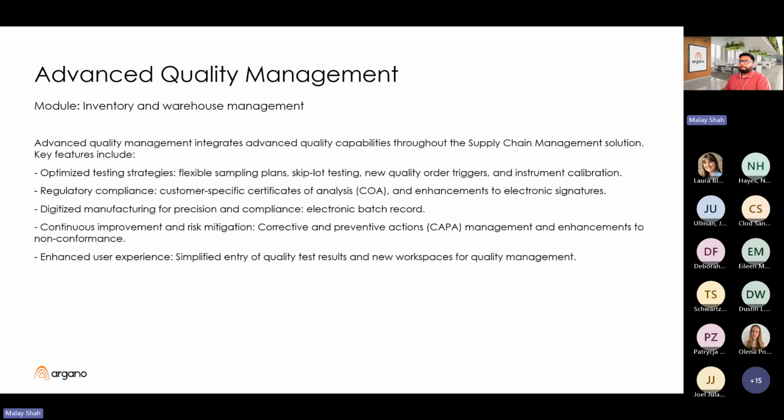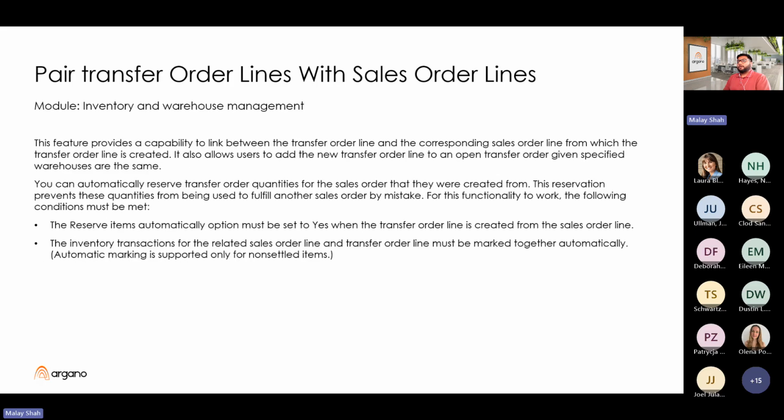Next one is the pair transfer order lines with the sales order lines. This one is again in the inventory and warehouse management. So this feature provides the capability to link between the transfer order line and the corresponding sales order line from which the transfer order line is created. It allows user to add the new transfer order line to an open transfer order given specified warehouses are the same. You can automatically reserve transfer order quantities for the transfer order that were created from. This reservation prevents these quantity from being used to fulfill another sales order by mistake.